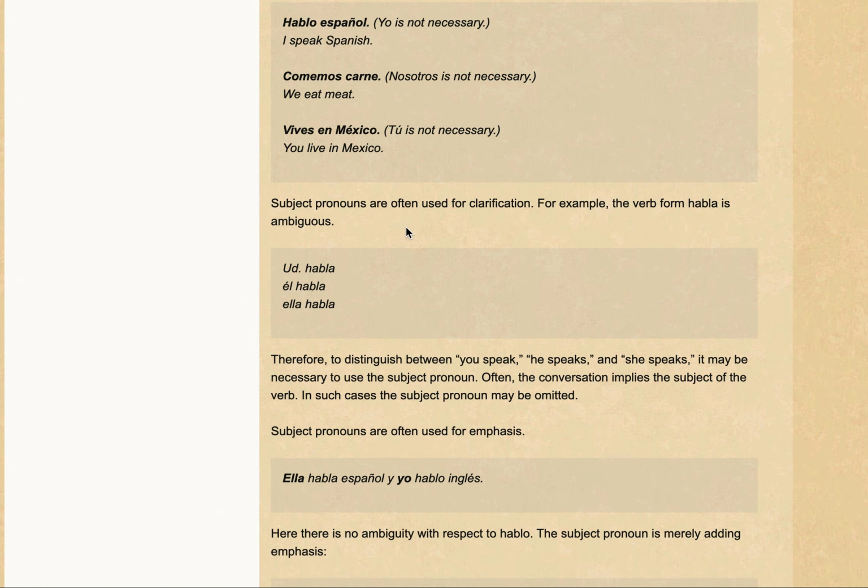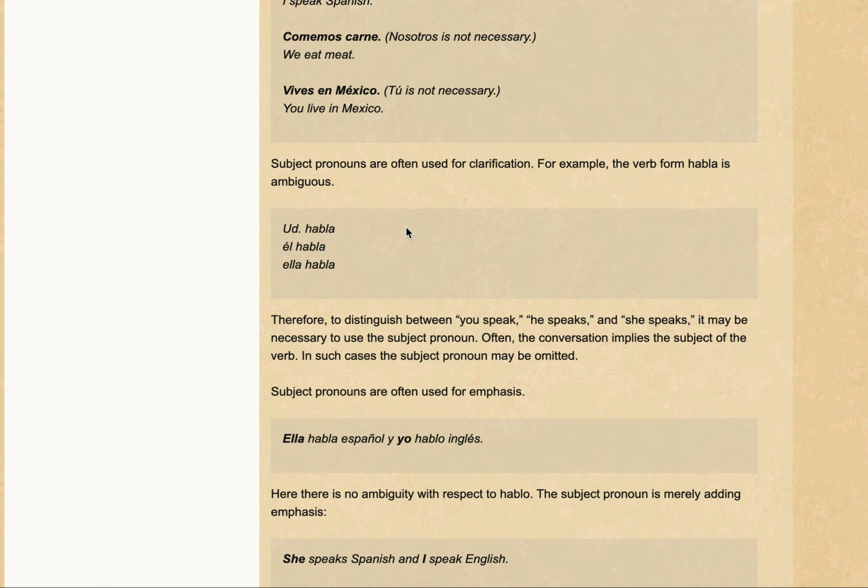So subject pronouns are often used for clarification. For example, the verb form habla is ambiguous. So él habla, ella habla, which, from what you've seen, is the same, he or she, because it has the same rule, so to speak. You add an a for AR verbs, e for ER verbs. That's what you saw in the last section.